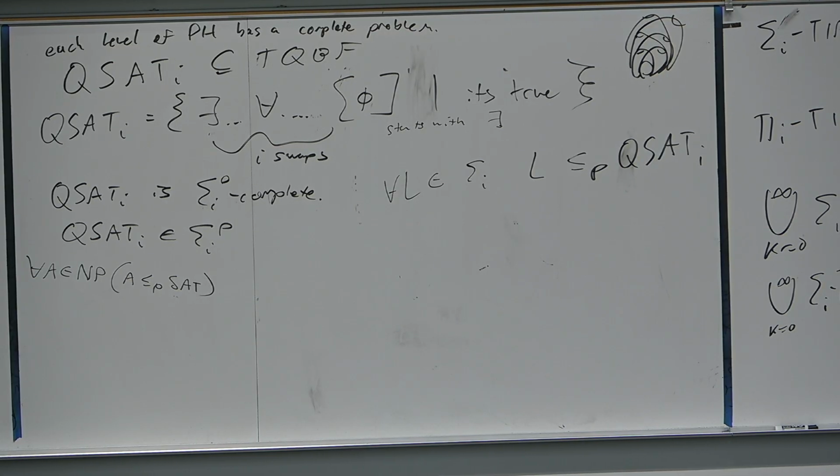In fact, I'm 99% sure, though I didn't double check it, that max clique is complete for sigma 2. Similarly, pi i also has a complete problem, the same way SAT complement is complete for co-NP. Okay? So every level of the polynomial hierarchy has a complete problem. Questions on that? Okay.